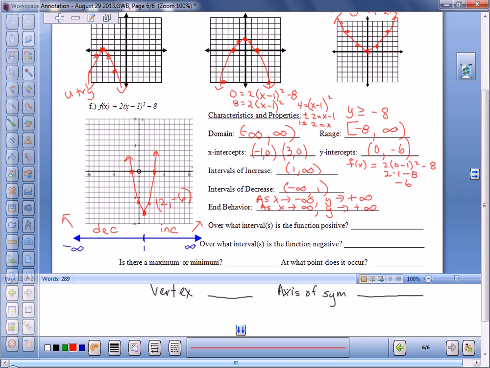All right, let's look at these two. Over what intervals is the function positive and is the function negative? If I am looking at positive and negative, the x-axis differentiates where the function is positive and negative, doesn't it? Above the x-axis is positive. Below the x-axis is negative.